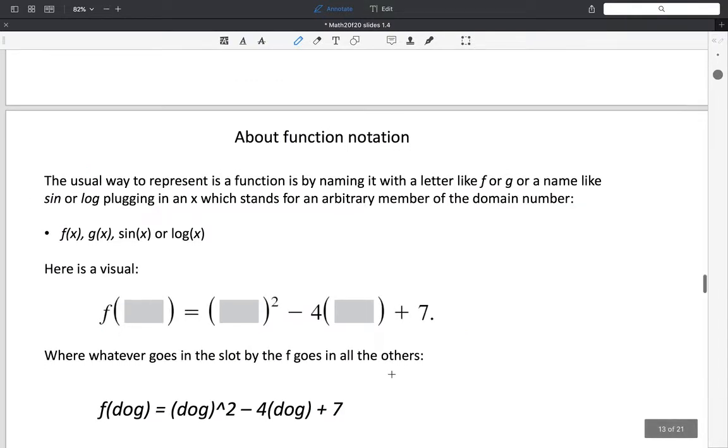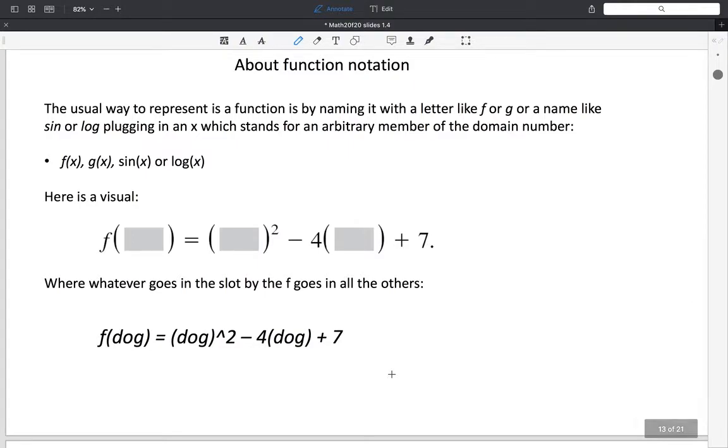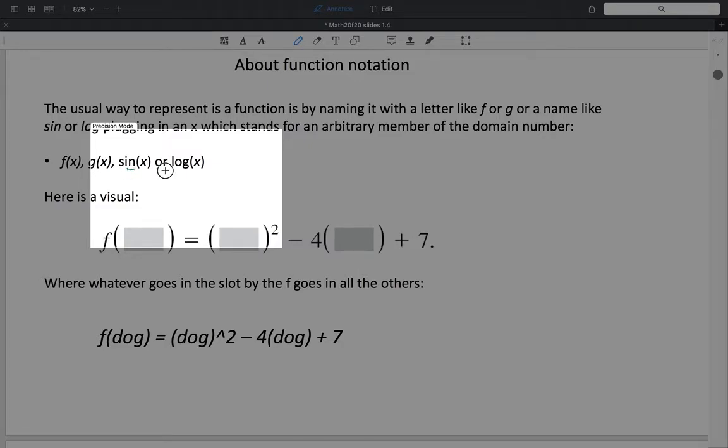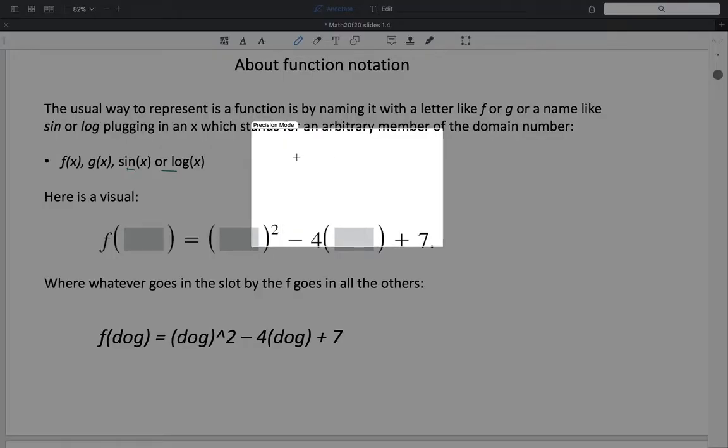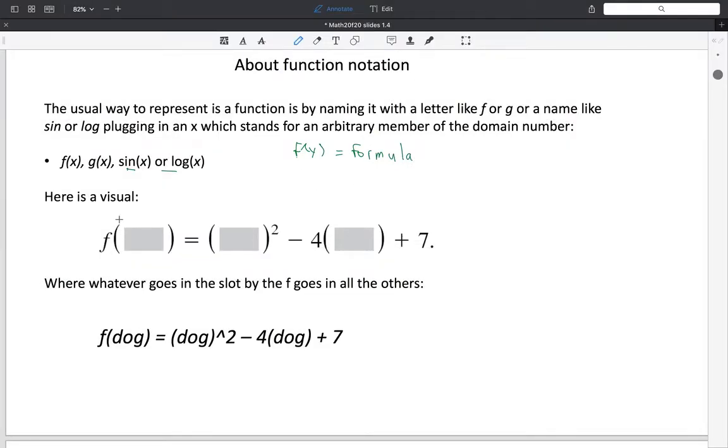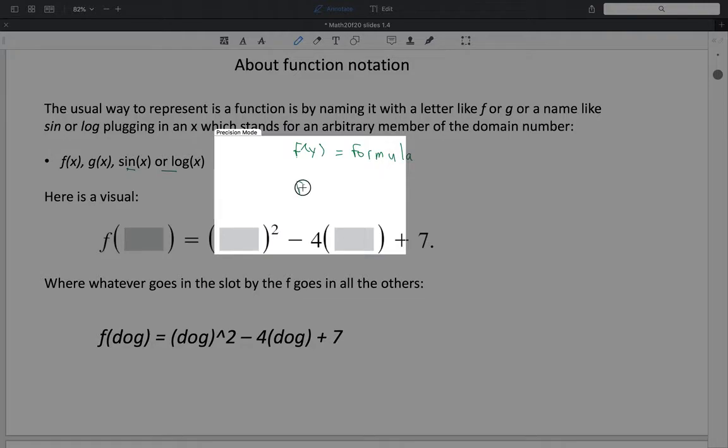Okay. So about function notation, we usually write f or g, and there's a lot of notation with that, and then sometimes we give a special name. And so usually for a function, f is going to be equal to a formula. And again, the formula can be implicit. It may not be stated. So over here, there's not a formula for the sine and log, so we don't know what the formula is. We use our calculator.